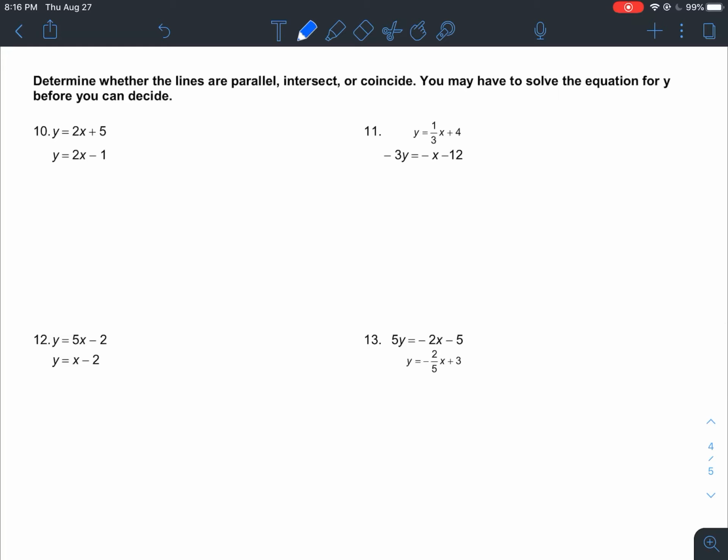Okay, the fourth slide here says determine whether lines are parallel, intersecting, or coinciding. You have to solve the equation for y before we can decide. So we are going to have to solve each equation for y. The first one, number 10, has both equations already solved for y, so this one's a nice and easy one.